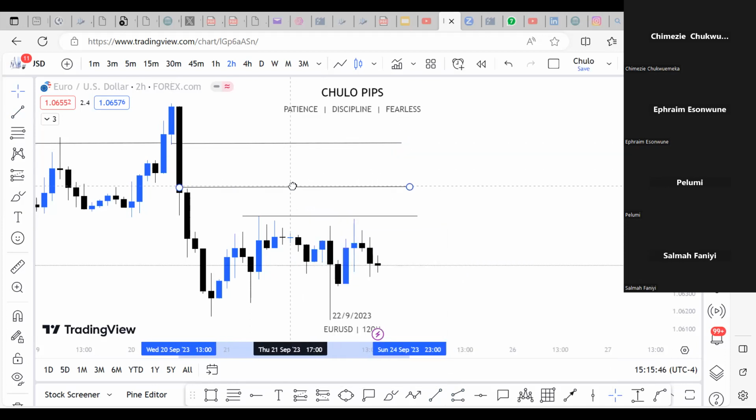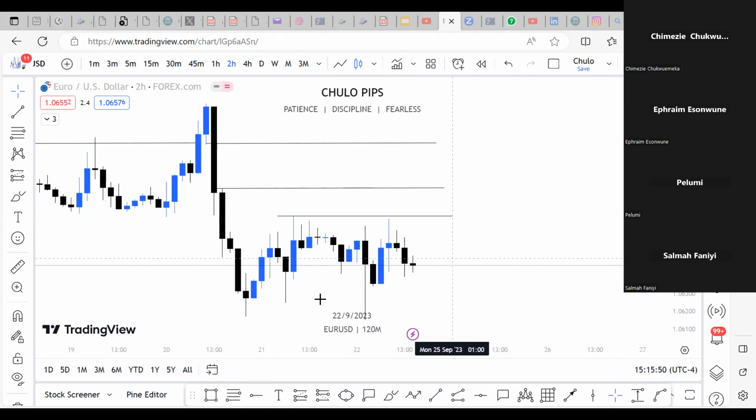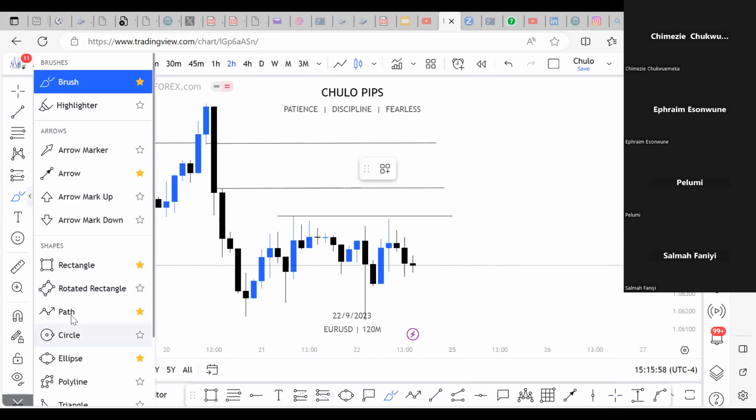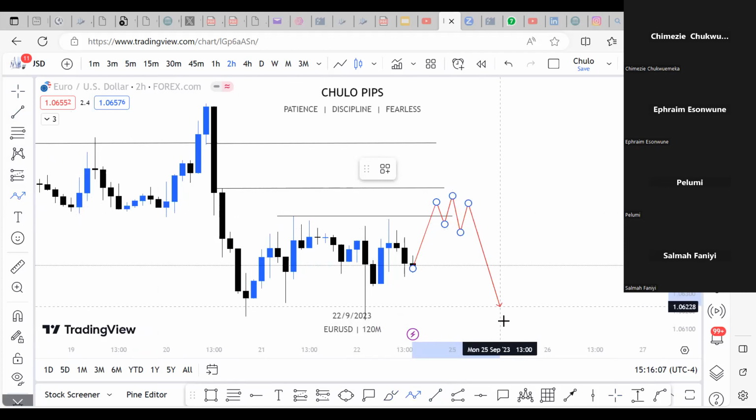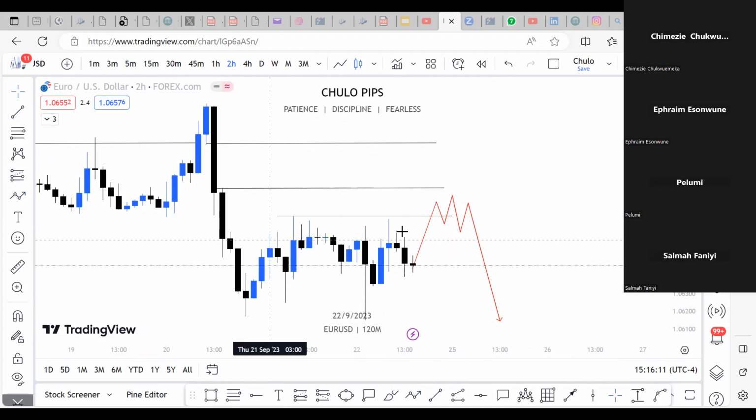I'm seeing this. So if the market opens, I would like to see something like this to happen before I short. If I don't get this kind of confirmation on the 5 minutes, I won't short from here.